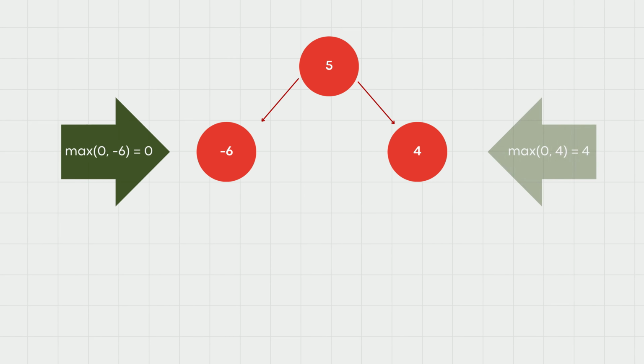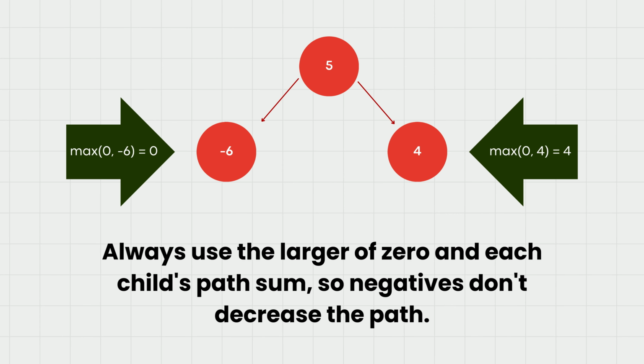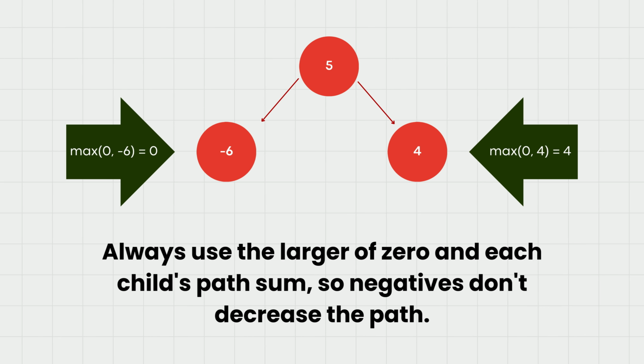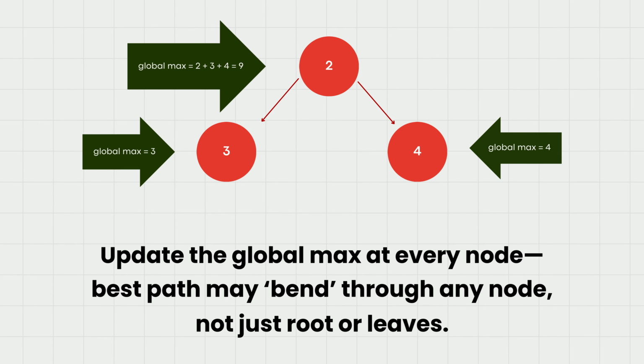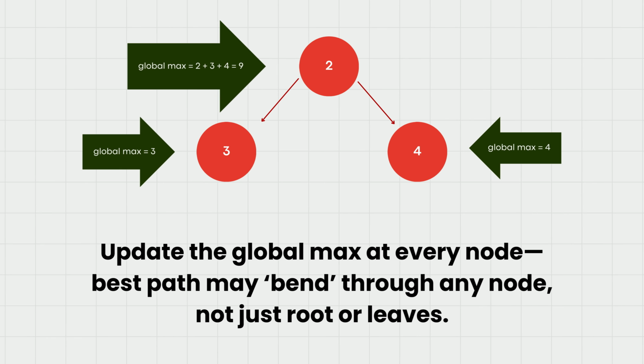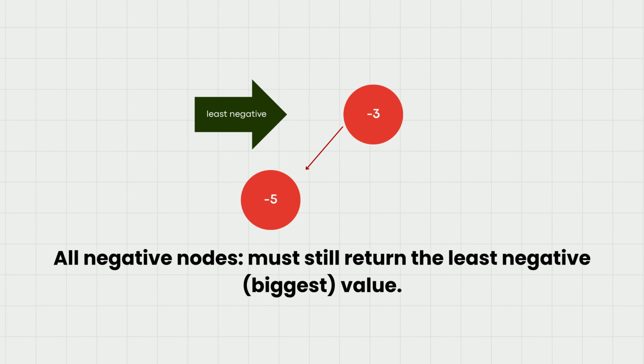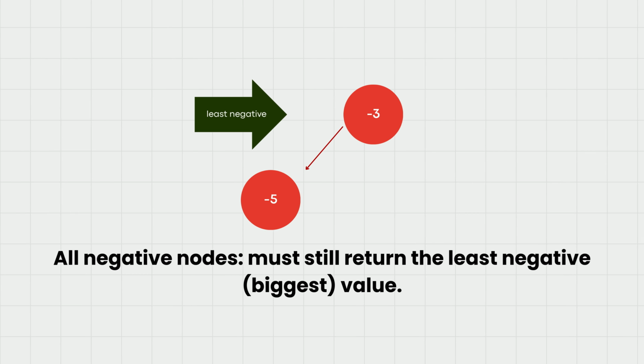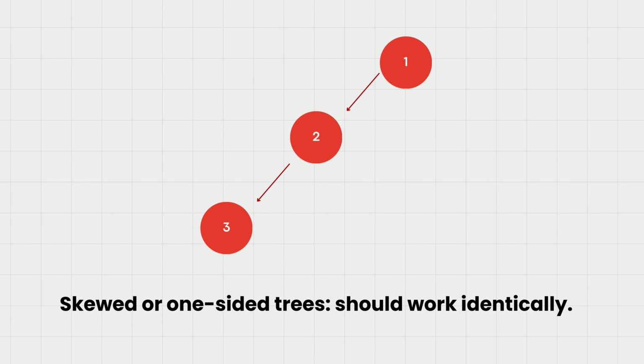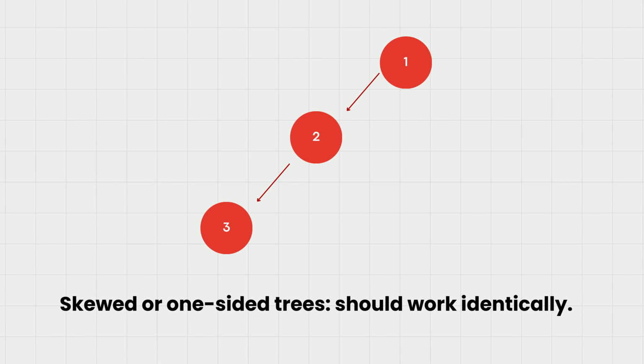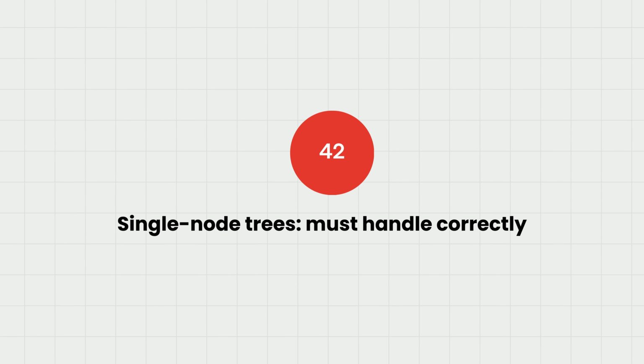Let's clarify. Always take the larger of 0 and each child's path sum, so you don't decrease the path by including negative numbers. Update the global max at every node, as the best path may bend through it. Edge cases: all negative nodes must still return the least negative, biggest value. Skewed or one-sided trees should work identically. Single node trees must be handled correctly.